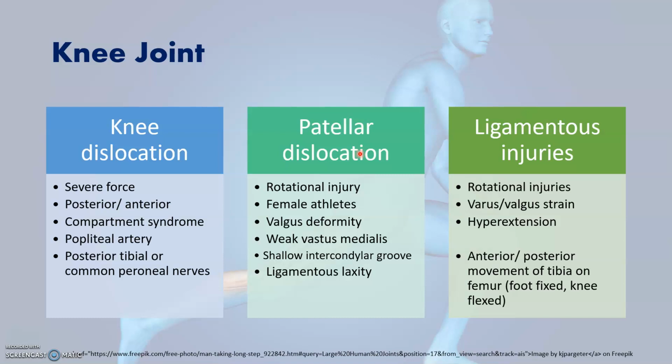Hyperextension injuries can tear the anterior cruciate ligament, and if you have a flexed knee with the foot fixed and you're hit from behind pushing the tibia forward, that can lead to an anterior cruciate tear. Whereas if you have the same position with the knee fixed and get hit from in front, that can cause a posterior cruciate tear.